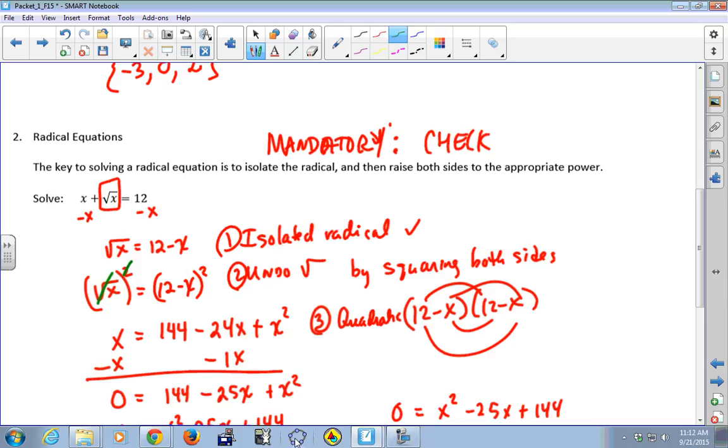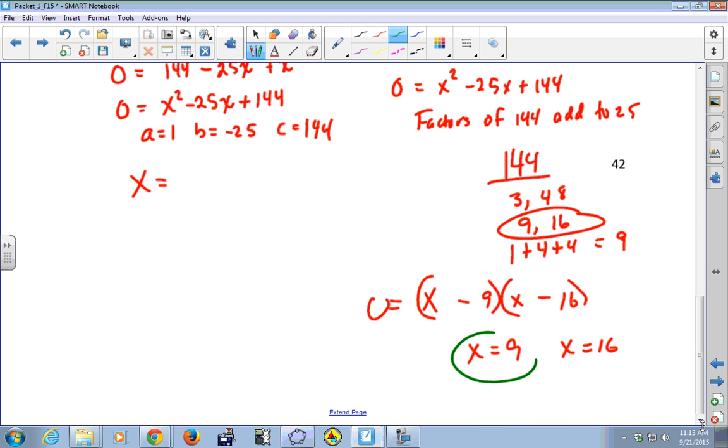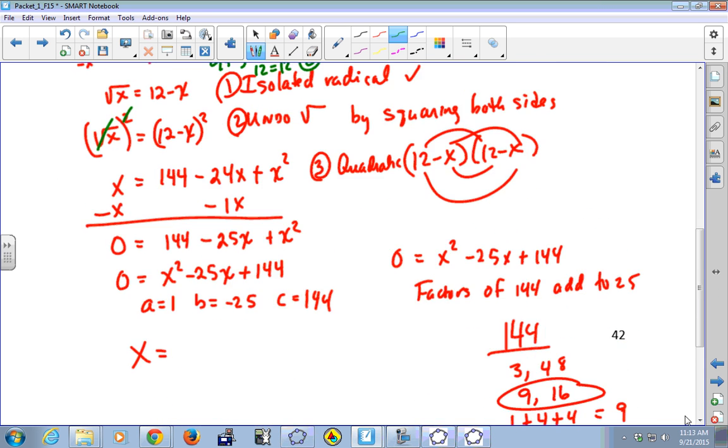My first answer was 9. So I'm going to put the 9 in and see if the left side equals the right. 9 plus 3 is 12. 12 equals 12. I'm happy. So I can come down here and circle 9. That's definitely an answer.